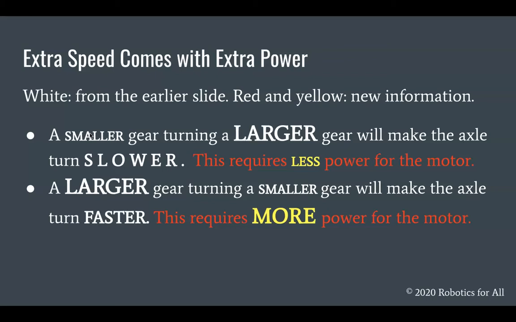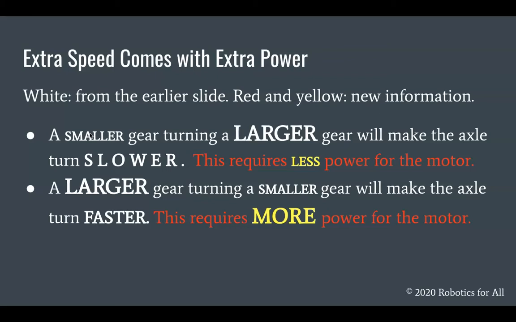But the big takeaway is really just this white stuff here: if you want to make your contraption, whatever you're making, go slower, you're going to need to have a smaller gear turning a larger gear. Because our motors only have one speed. You can't adjust it. It's either on or off. And if you want to make it go any other speed, you're going to have to use gears. If you want to make it go slower, you're going to have to use a small gear turning a large gear. If you want to make it go faster, you're going to have to use a large gear turning a small gear. That's the big concept. The power stuff is interesting, but if you don't get it, don't sweat it. Just try to remember what's in the white here.